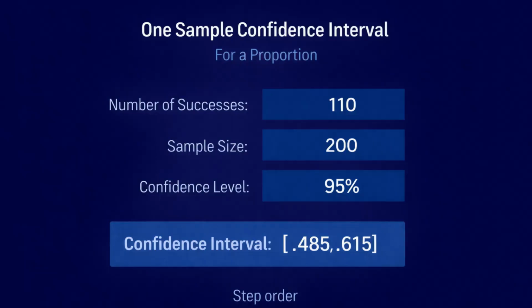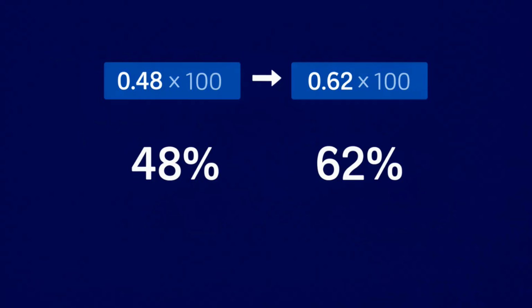In the software, the option for a one-sample confidence interval for a proportion is selected. The number of successes is entered as 110. The sample size is entered as 200. The confidence level is entered as 95%. The software produces a confidence interval. Suppose the output is 0.48 to 0.62.